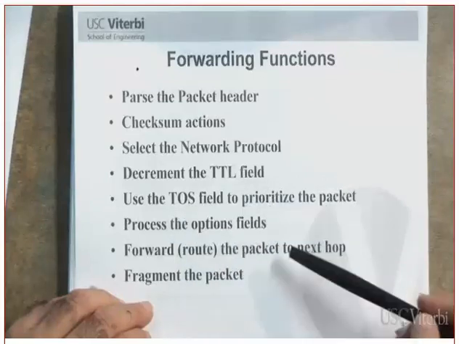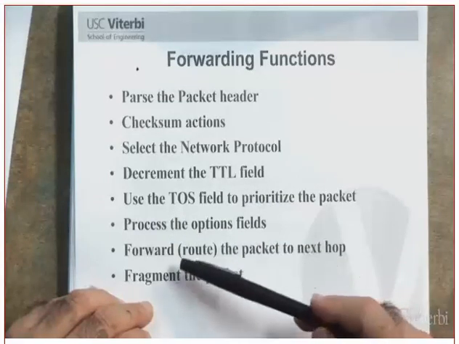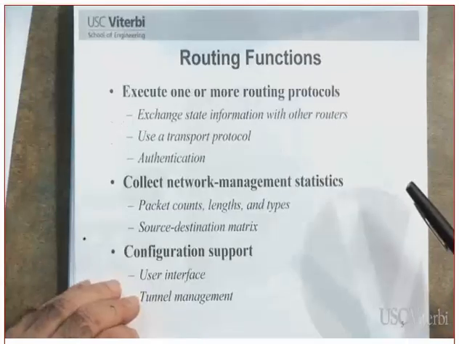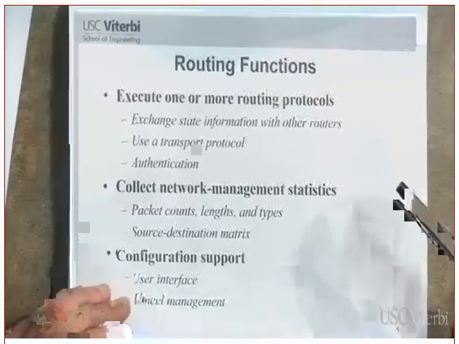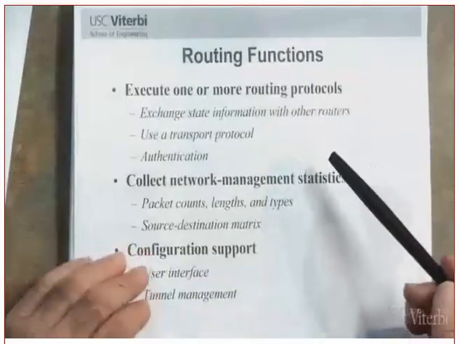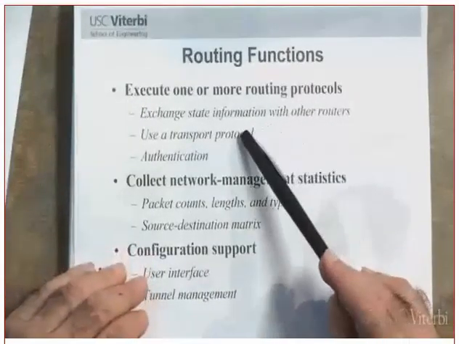Routing functionality, as opposed to the forwarding functionality, is to try to exchange routing information between each other, keeping track of network management statistics, including how many packets are being transferred, what is the length of the packet, what is the type of the packet, destination IP addresses, metrics, and so on and so forth. And, of course, the tunnel management. We'll speak about the tunnel.